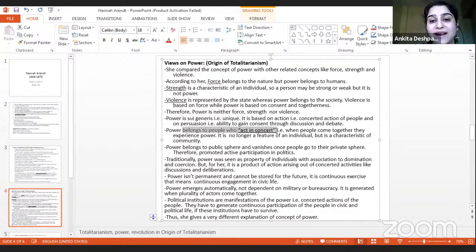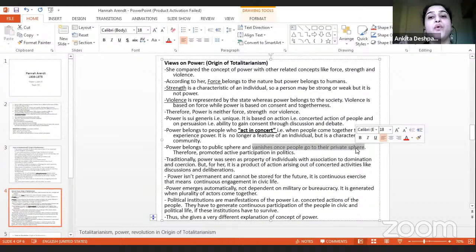So power is collective. Power does not belong to an individual according to Hannah Arendt. Power belongs when you are together. So when people come together, they experience power. Act in concert. Power is acting in concert. It is not a feature of an individual, but a characteristic of a community or a society. So when you act in concert, when you come together, united we stand, that concept comes up. Power belongs to the public sphere. Once you go to your own house, you become an individual, you become independent. Power is gone. Power vanishes once people go to their private sphere. So I'll repeat again.